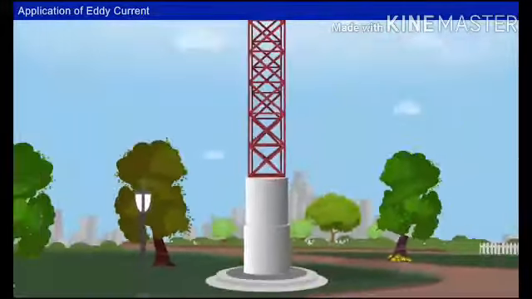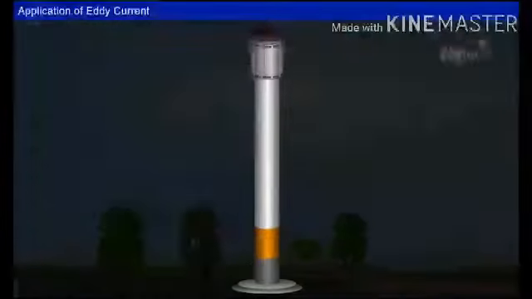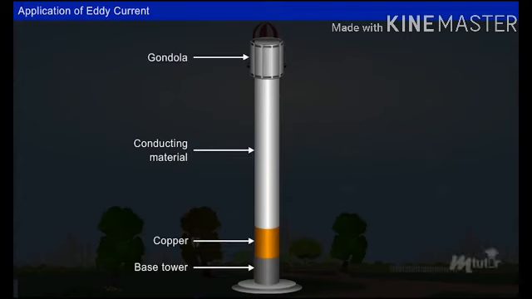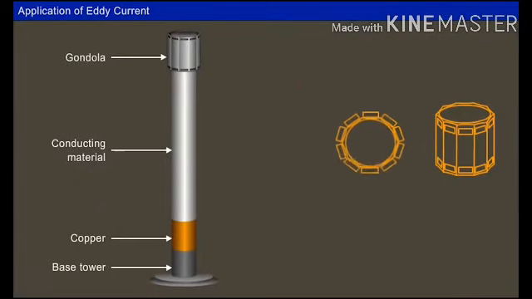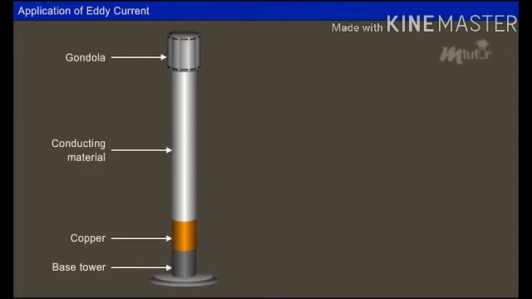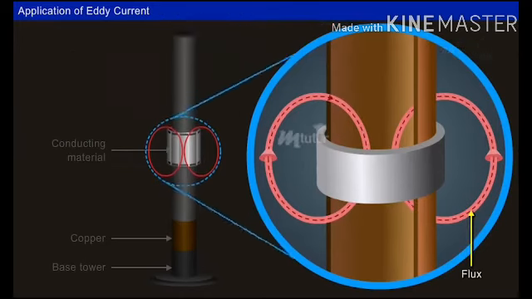Let's understand the phenomenon of eddy current braking in the ride. Free fall consists of a tower made of a cylindrical conducting material standing on a copper cylinder with the same diameter. The gondola is made from an aluminum cylinder. It has the same diameter as the tower, with vertically cut flat sides where permanent magnets are mounted.